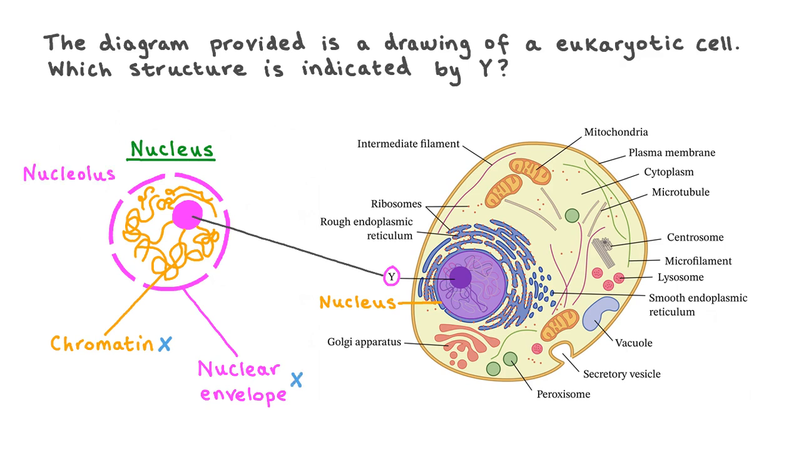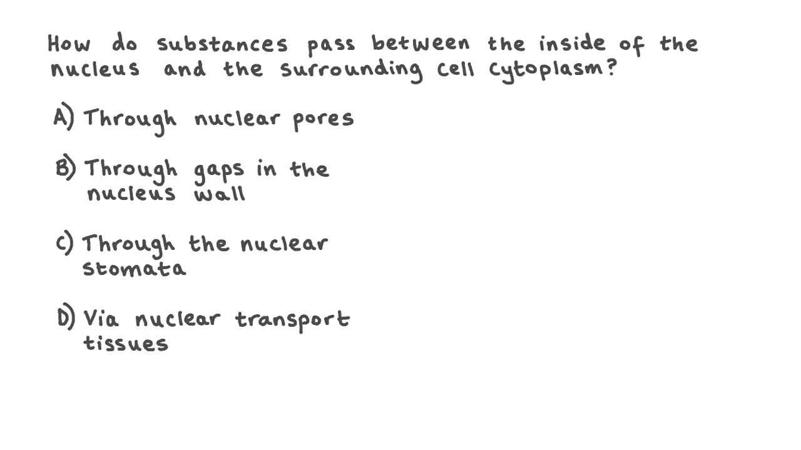The final component of the nucleus is a large, dense structure called the nucleolus. The nucleolus is the site of ribosome synthesis. You may recall that ribosomes are the organelles that are responsible for synthesizing proteins. We have therefore solved the mystery and deduced that structure Y is the nucleolus. Let's try a second practice question together.